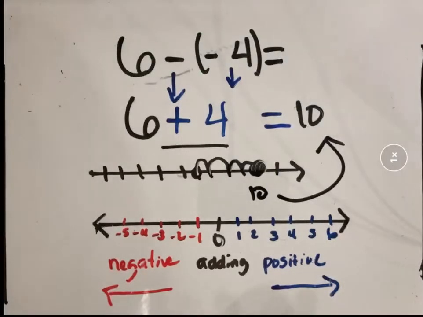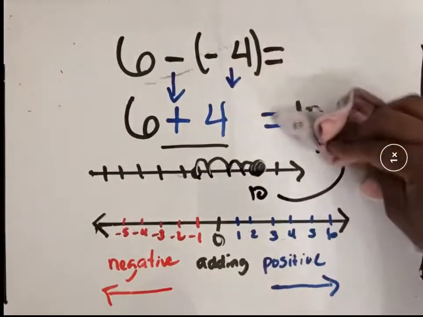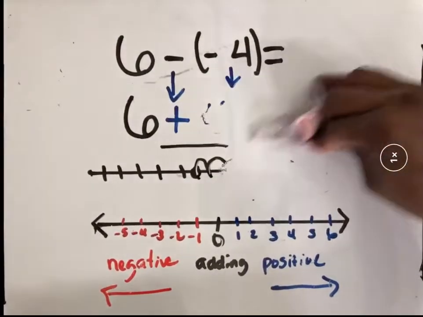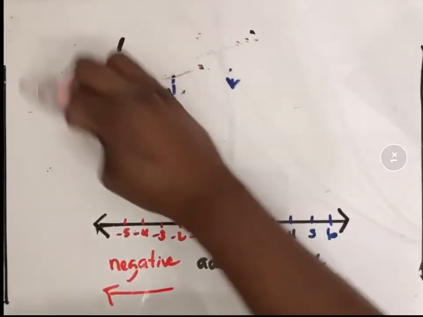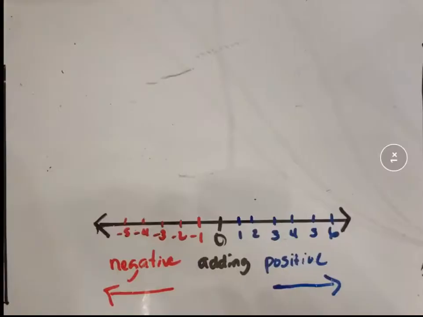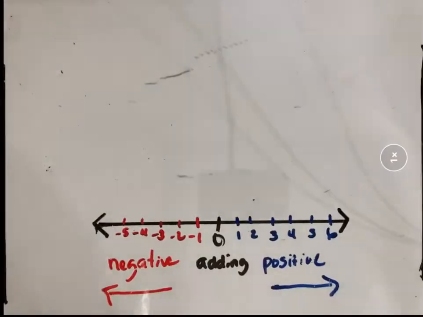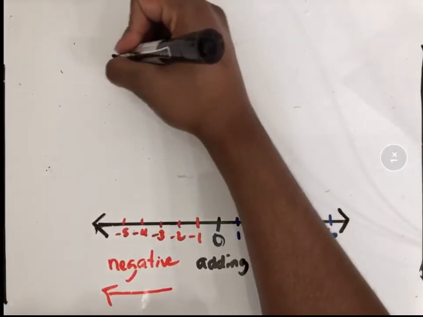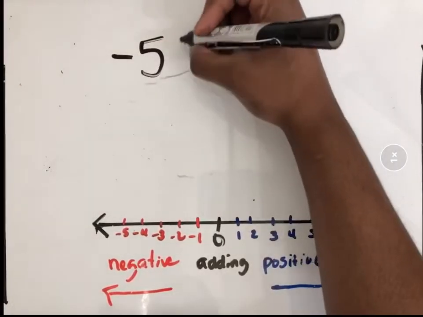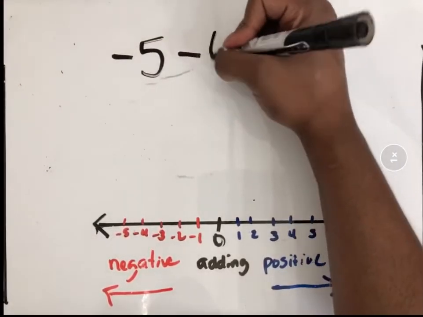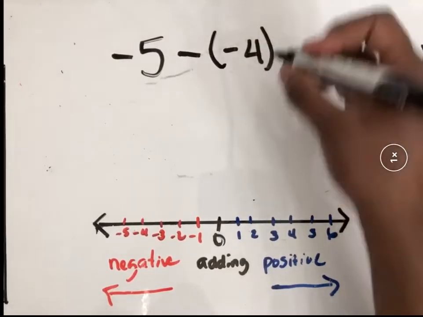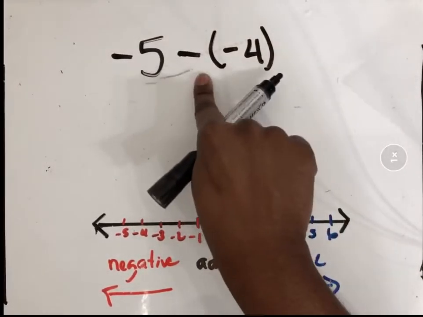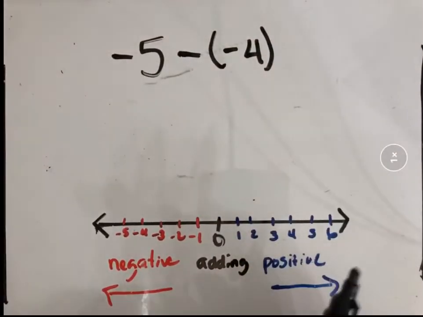Let's try another one, just so that we don't get confused. Once again, look at what I did to change my subtraction sign to an addition. I'm doing the inverse, the opposite. And we're really focusing on when we subtract integers. So negative 5 minus a negative 4. Remember, this looks weird. I don't really like the way this looks, so I want to change it into an addition problem.